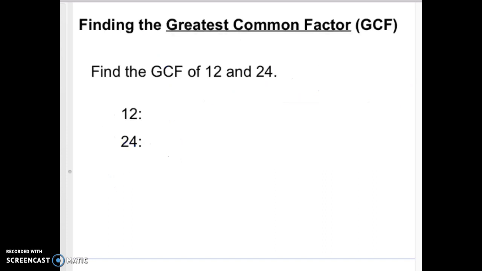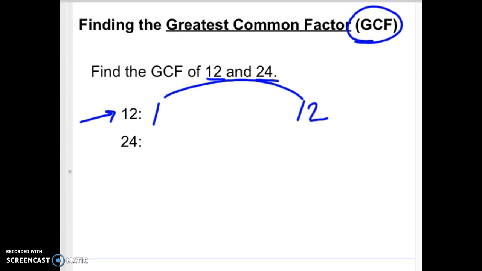All right, when you find greatest common factor, which is abbreviated GCF, you are looking for the greatest factor that two numbers share. So similar to least common multiple, but a little different. I'm going to start by listing all the factors of 12. I'm thinking about my factor pairs. I know 1 and 12 make 12. I know 2 and 6 make 12. And 3 and 4 make 12. This is what we call a factor rainbow. It's just one way to write them all in order.